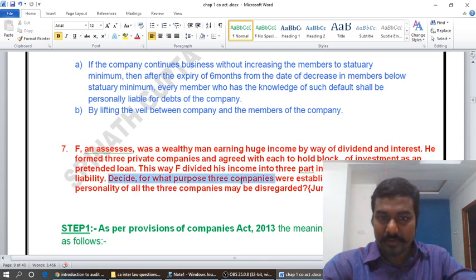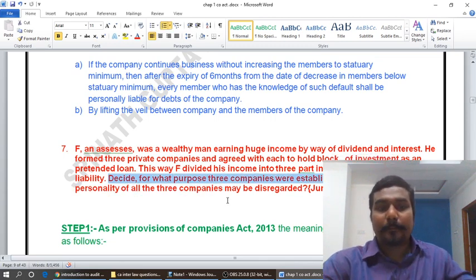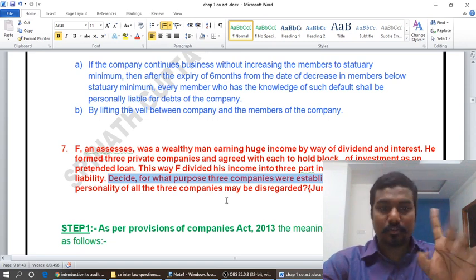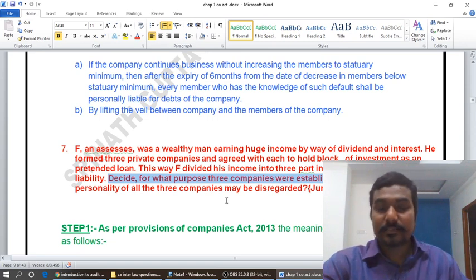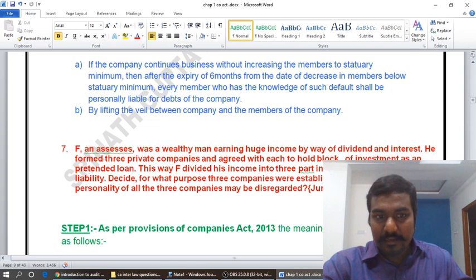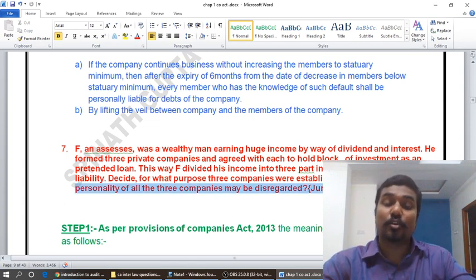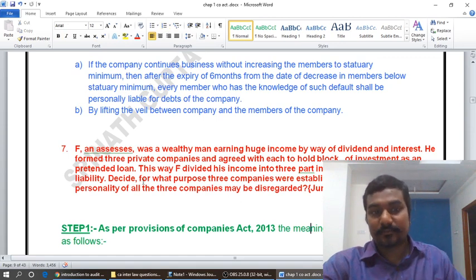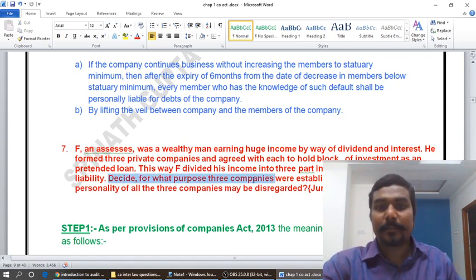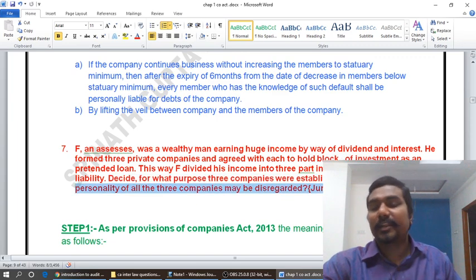So this is question number 1 in the exam. For what purpose were these companies formed? This is the first question in the exam. Next, whether the legal personality of the company should be disregarded. This is the second question in the same question. Here 2 questions are there, sir. First question, decide for what purpose companies are established. Second question, whether we have to lift the corporate veil or not.